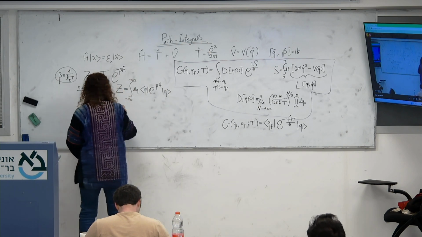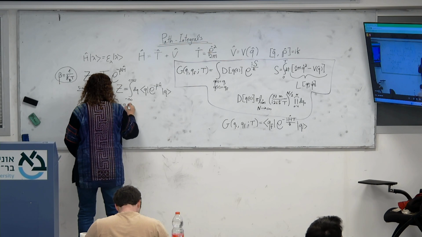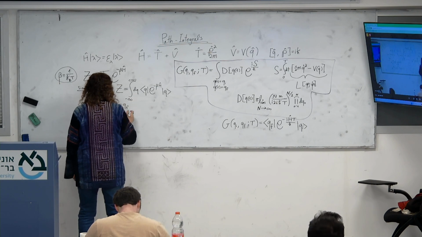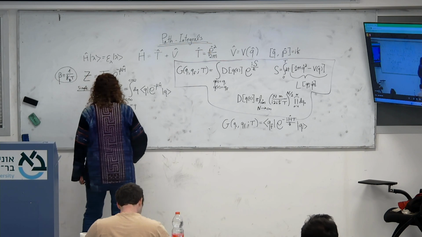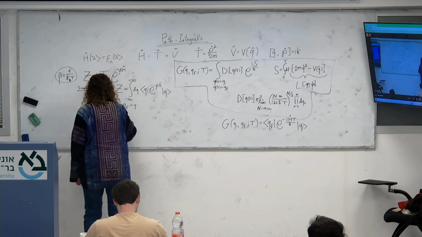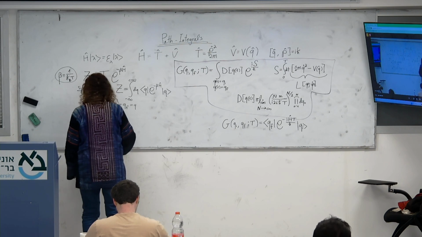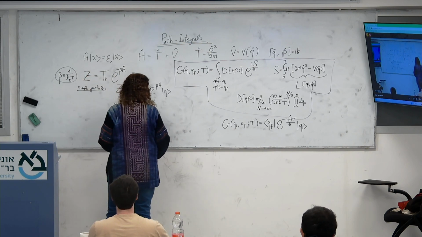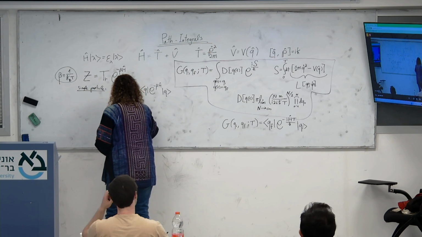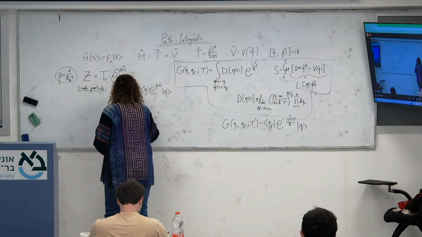So let us now consider a case where Qi equals Qf equals Q, and we replace beta by it over h bar.